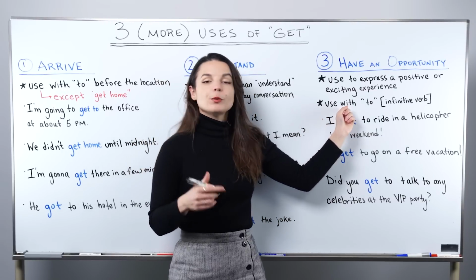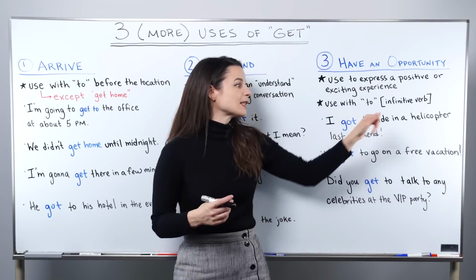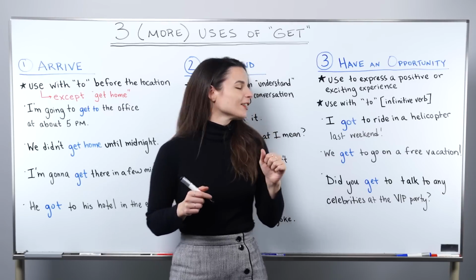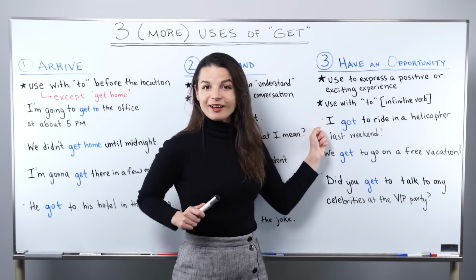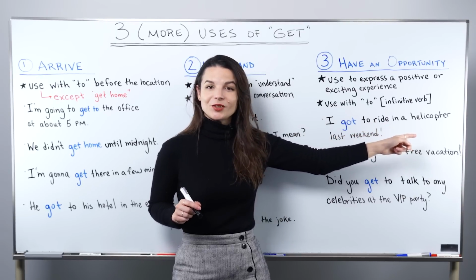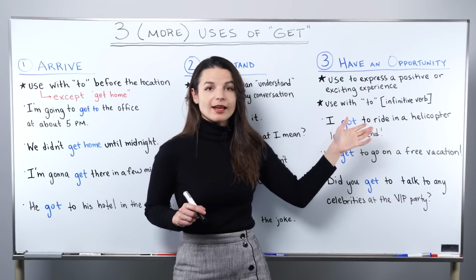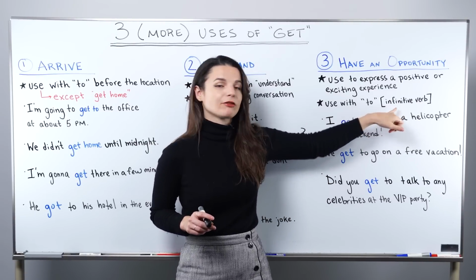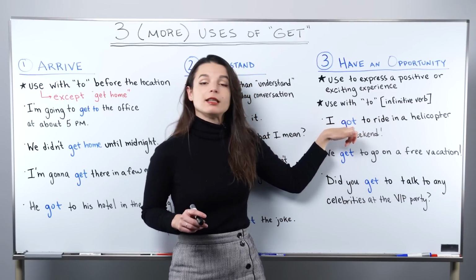Second, we use this with to plus the infinitive form of the verb. So to plus the base form of the verb. So we'll see some examples here. Okay, so let's take a look at our first example. Past tense. I got to ride in a helicopter last weekend. So this got right here, past tense get, I got to, in this case, ride is my infinitive verb. So to ride, I have the infinitive form following get, in this case, got.